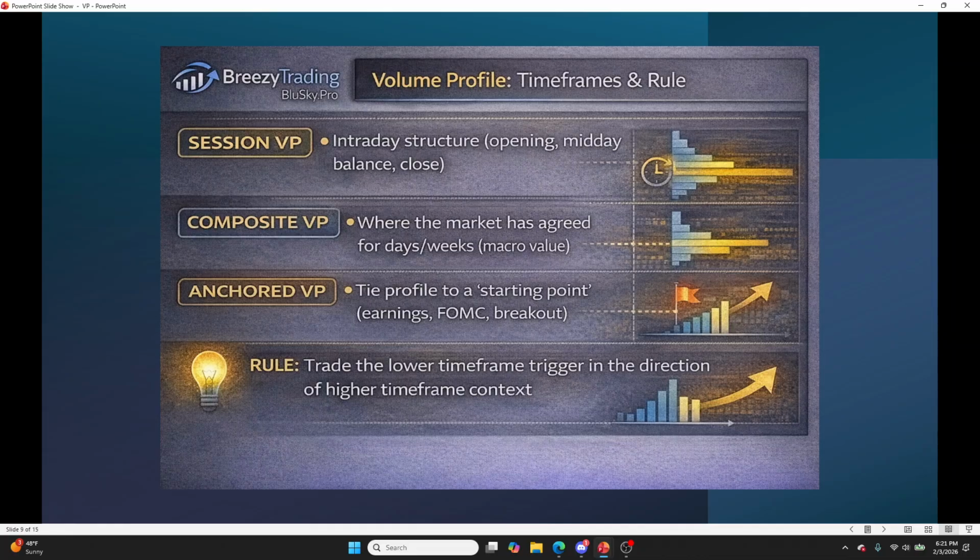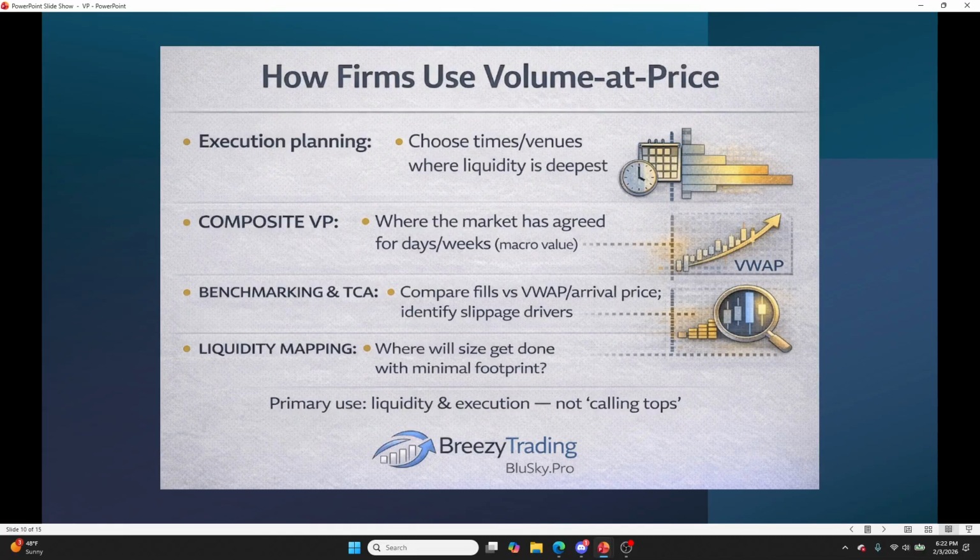And then again, you have all these variables. Trade the lower time frame trigger in the direction of higher time frame context. So if I am looking at a weekly volume profile and I see I have a hold of the point of control from a weekly perspective, trade in the direction that it's showing you, not the short term price analysis that you're doing. Respect the larger time frames.